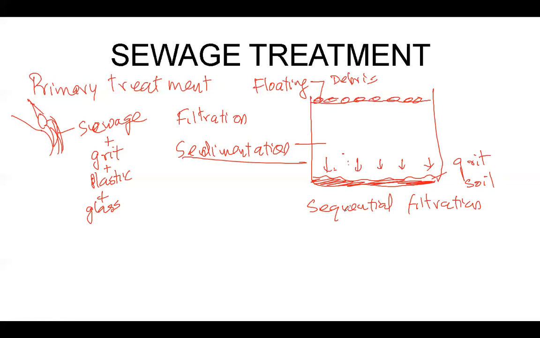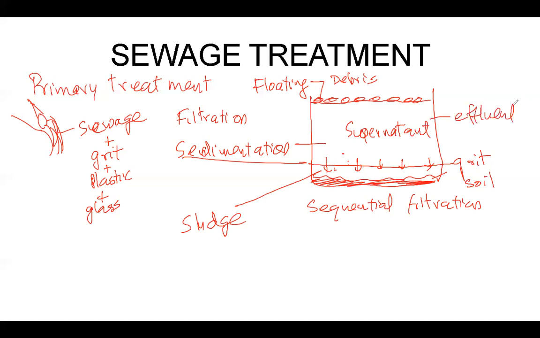All the solids that settle at the bottom in the primary treatment are known as the primary sludge. What is it? The primary sludge. And the clear water on the top is the supernatant. And they call this effluent. Okay, what is it? Effluent. And the effluent from the primary tank, this is the primary treatment tank, is what is taken to the secondary treatment tank.